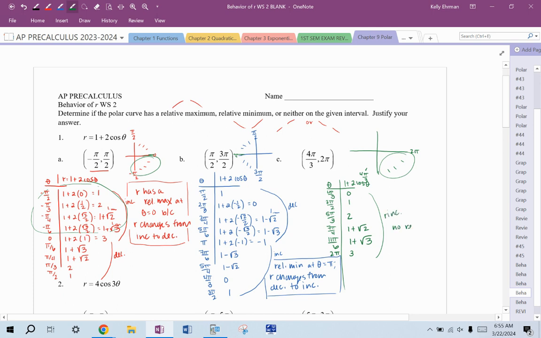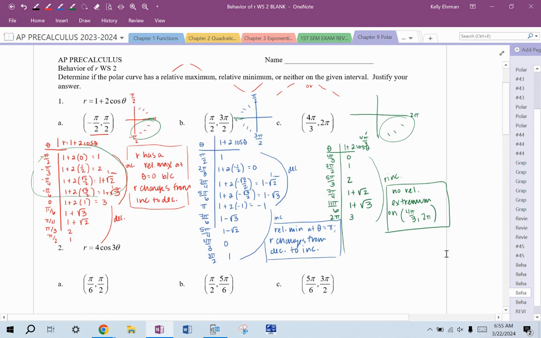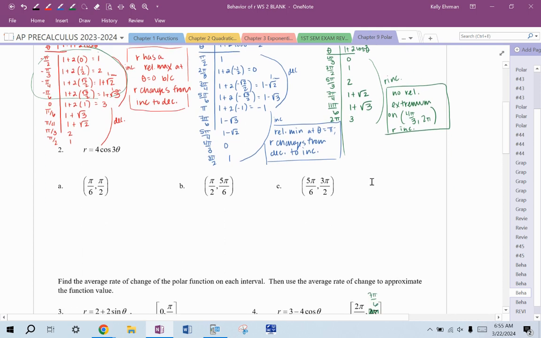So there's no relative, instead of saying max or min, I'm just going to say extremum. That's a singular max or min. On 4 pi over 3 to 2 pi. That's because r is increasing the entire way. Maybe I should say that. R increasing. Okay, let's do this again.